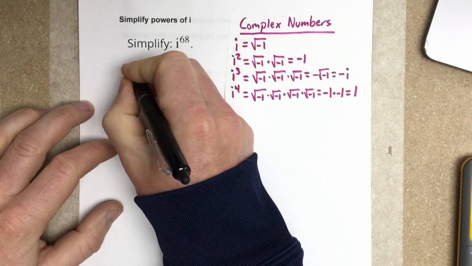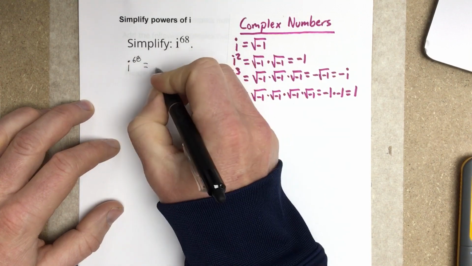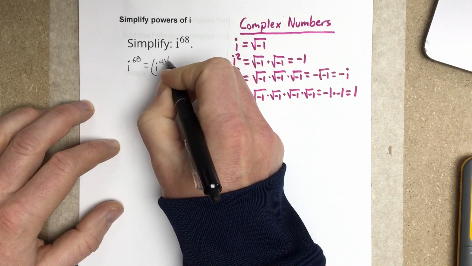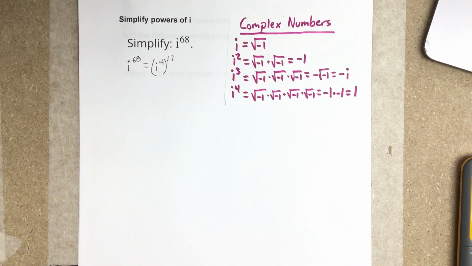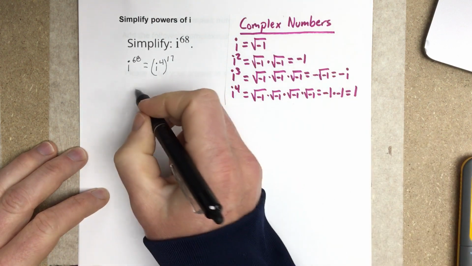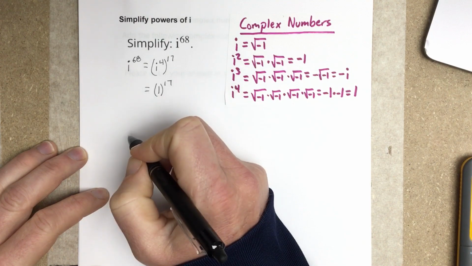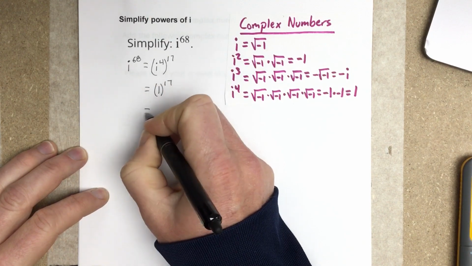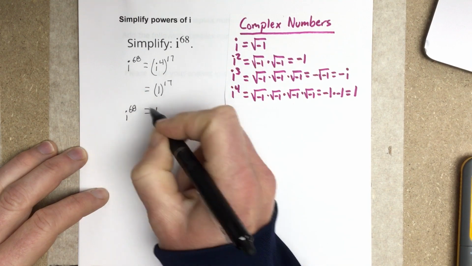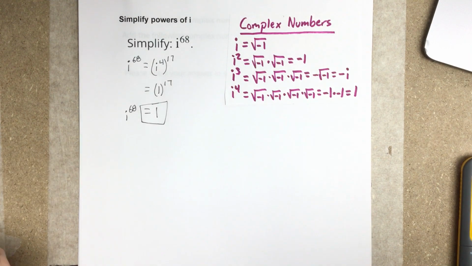So I can immediately write this as i to the 68th is equal to i to the 4th, right? We're just dividing that by 4, to the 17th power, right? 4 times 17 is still 68. Well, I know i to the 4th is 1, so then I have 1 to the 17th power. And 1 to the 17th power is just 1. So that means i to the 68th is actually equal to 1. And that's how you simplify powers of i.